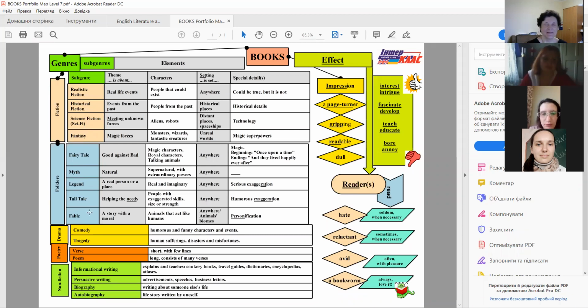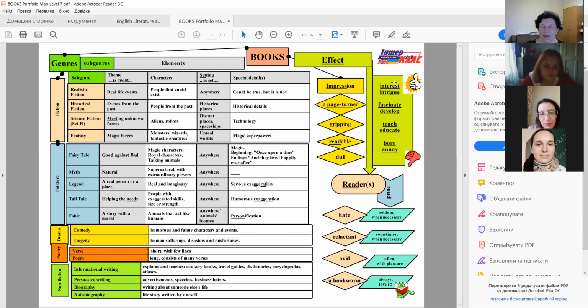Okay, next, the fable. Natasha. The theme of fable is a story with a moral. The characters are animals that act like humans. The setting is anywhere or animal biomes. And a special detail is personification.